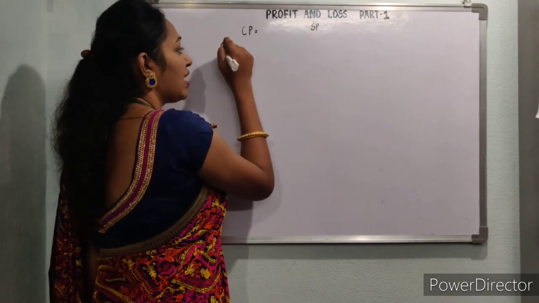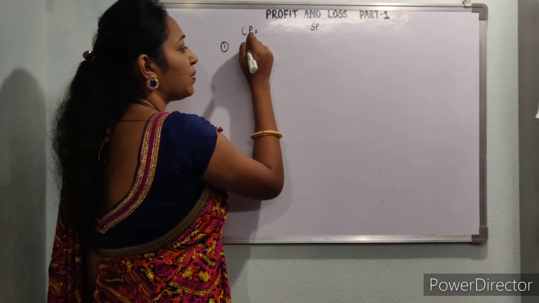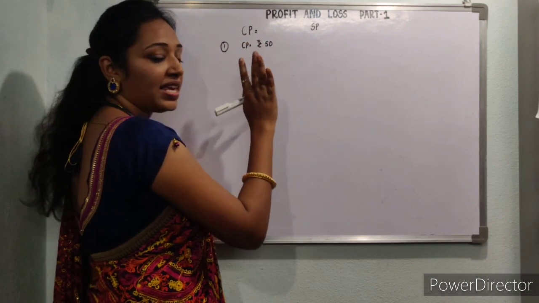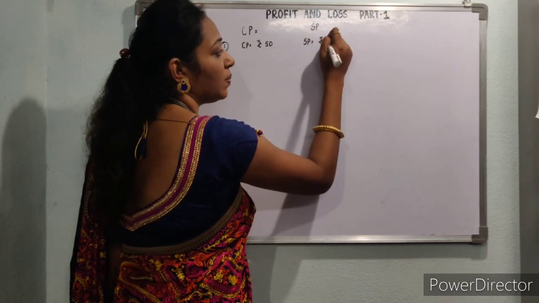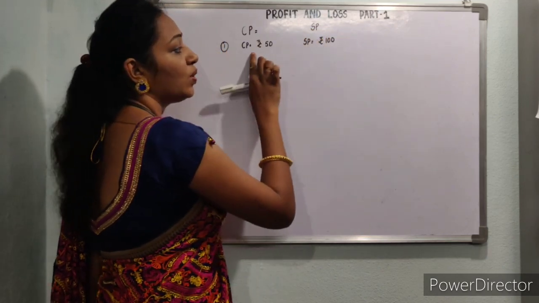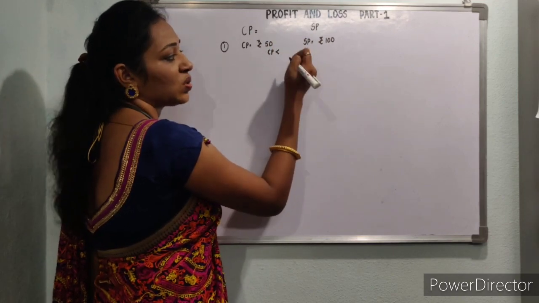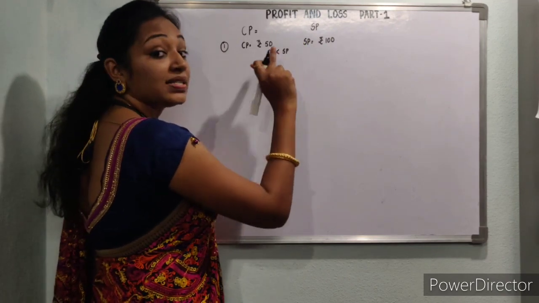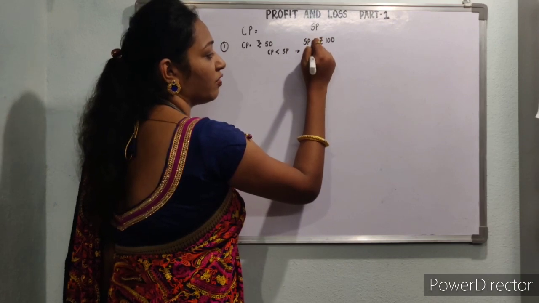The first case, I'm buying a notebook for 50 rupees. So the cost price will be 50 rupees and I'm selling the notebook for 100 rupees. So the selling price will be 100 rupees. Now, if you see in this, the cost price is less when compared to the selling price, or you can tell the selling price is more than the cost price. So in this case, we get a profit.